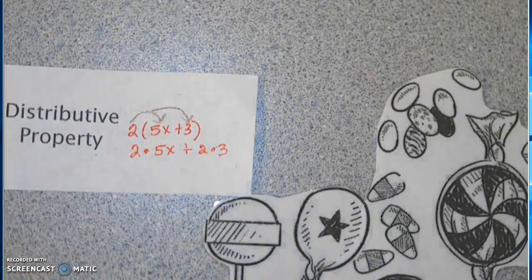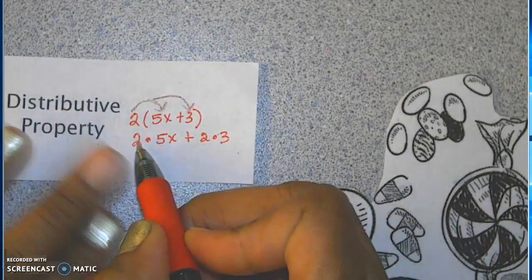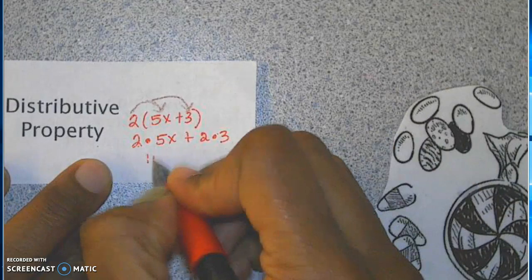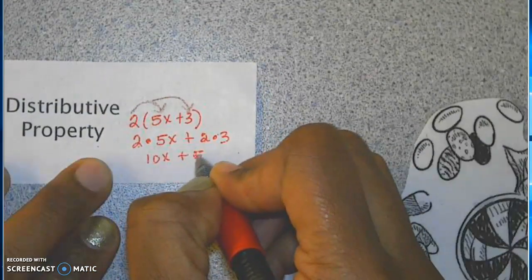Then we're going to move further along, and I'm going to go ahead and show you guys how we combine these together. So then I will go ahead and multiply. 2 times 5 will give me 10x, and 2 times 3 will give me 6.